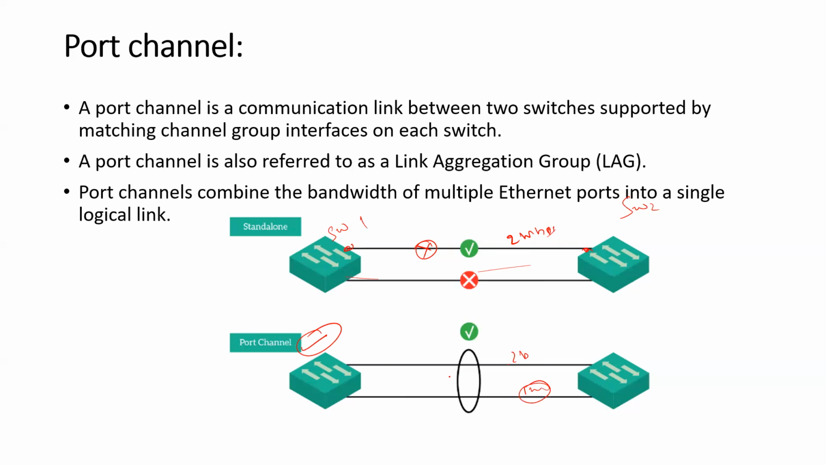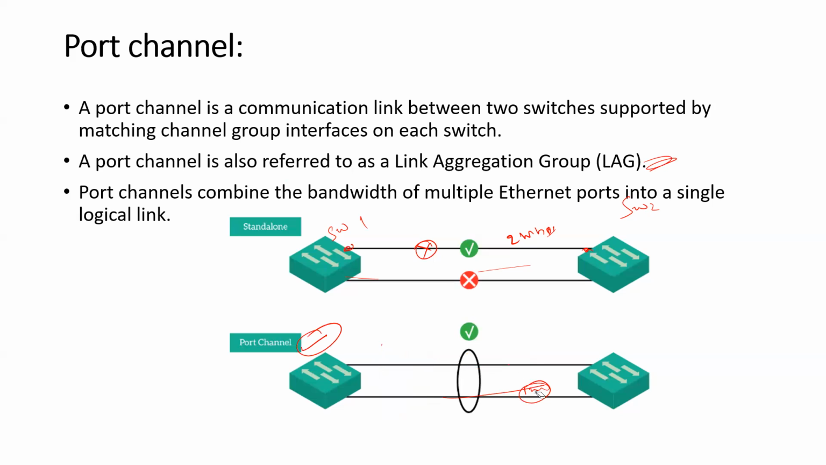Okay, so what happens, they will share the load on the two links. If any issue happens to one, then there is another to take care of it, right? That is called port channel. Port channel is also referred to as link aggregation. Port channel combines the bandwidth of multiple Ethernet ports into a single logical link.